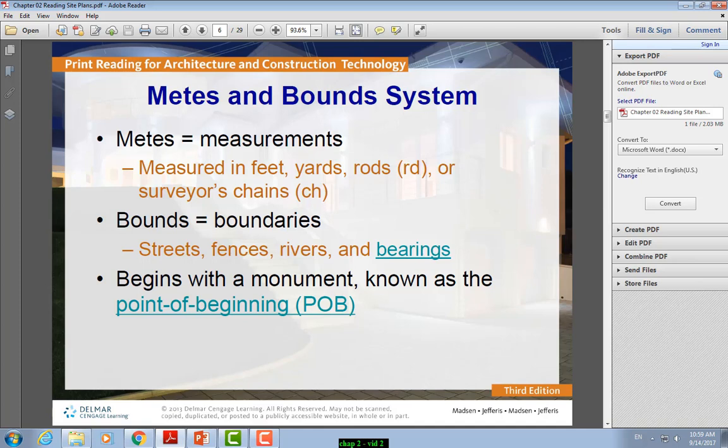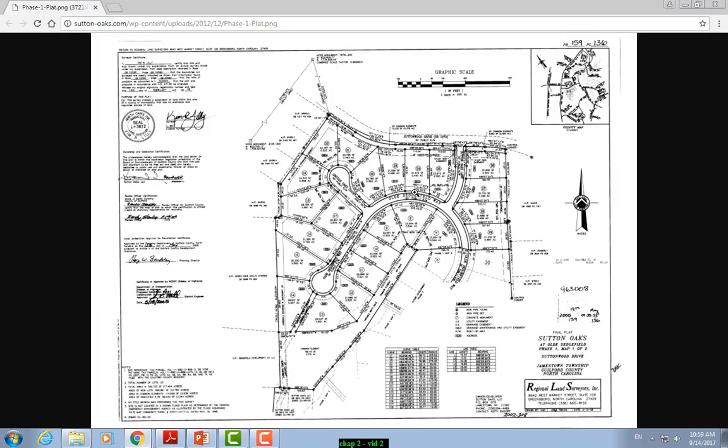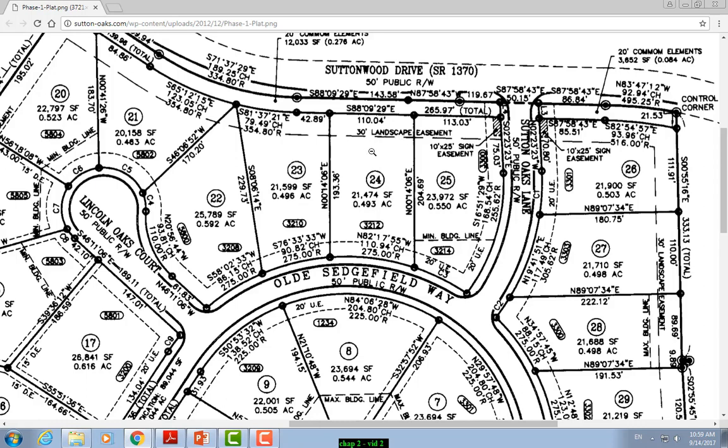Let me show you again. The bearings are the length, or the size, and the direction of the piece of property you have. For example, I'm going to bring the plat back and zoom in. In the bearing, you're going to find some numbers with letters. For example, let's look at lot 24. It's south 88 degrees 9 minutes 29 seconds east.